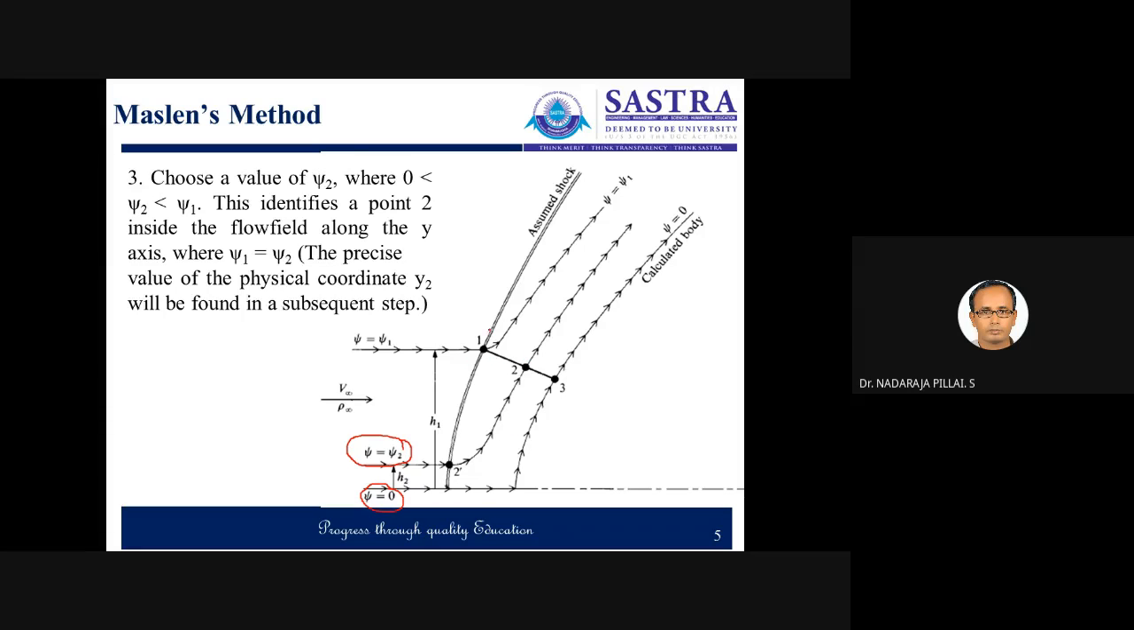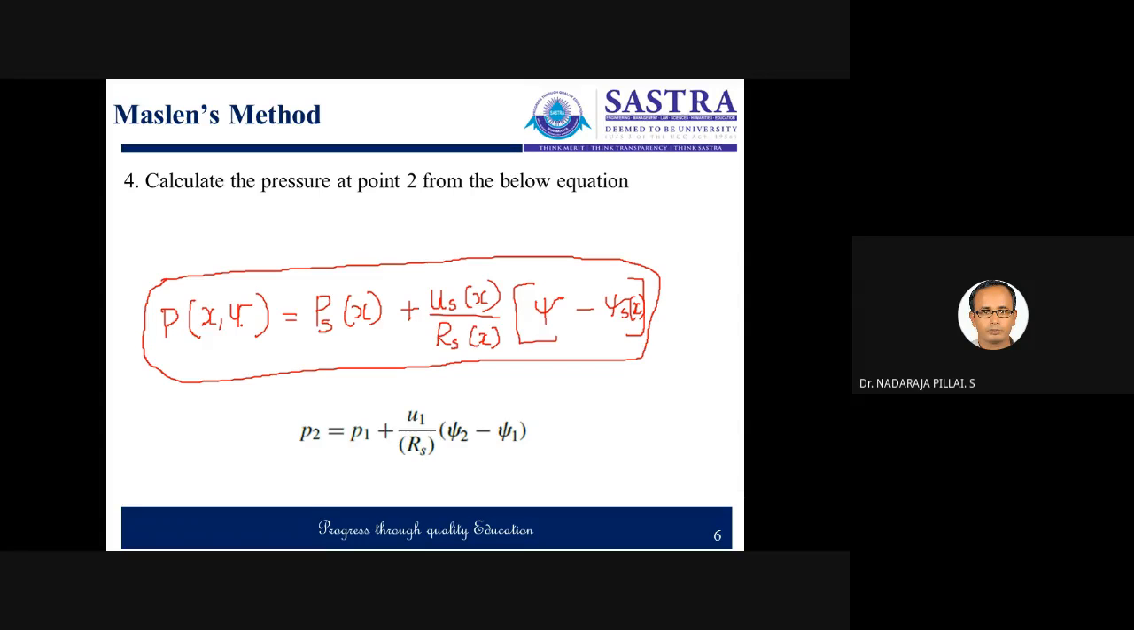Inside, we know that when we study thin shock layer theory, we consider this as x, and the direction perpendicular to the shock we consider as y, right? So the precise value of the physical coordinate y2 will be found in a subsequent step, right? So we know psi 1, and psi 2 we also know, right? Then we will go to the third point and we will calculate.